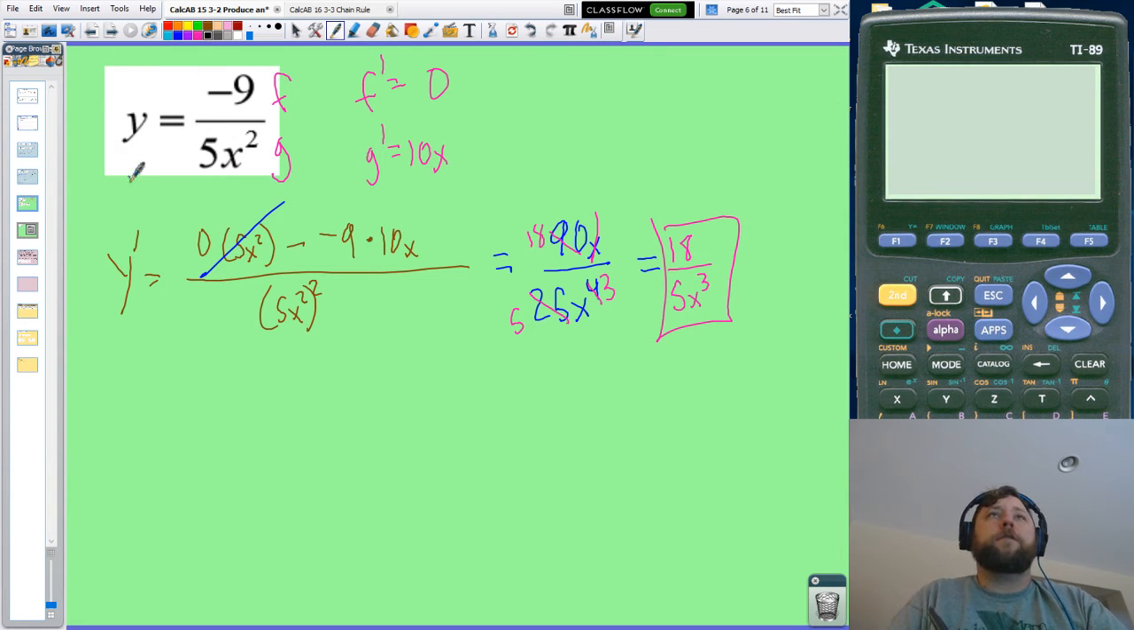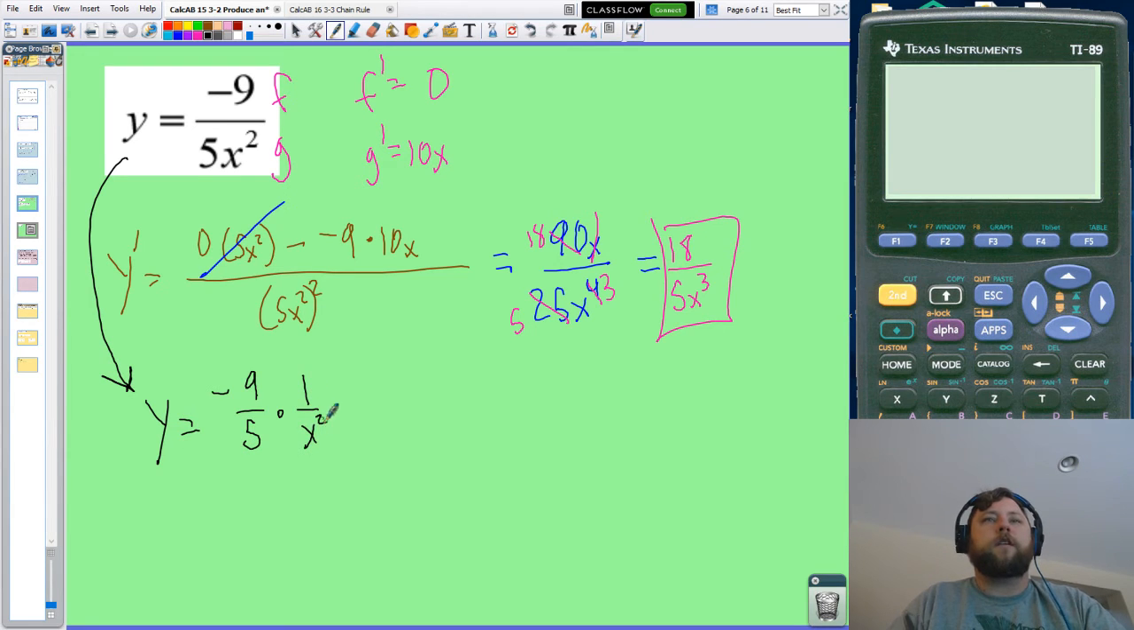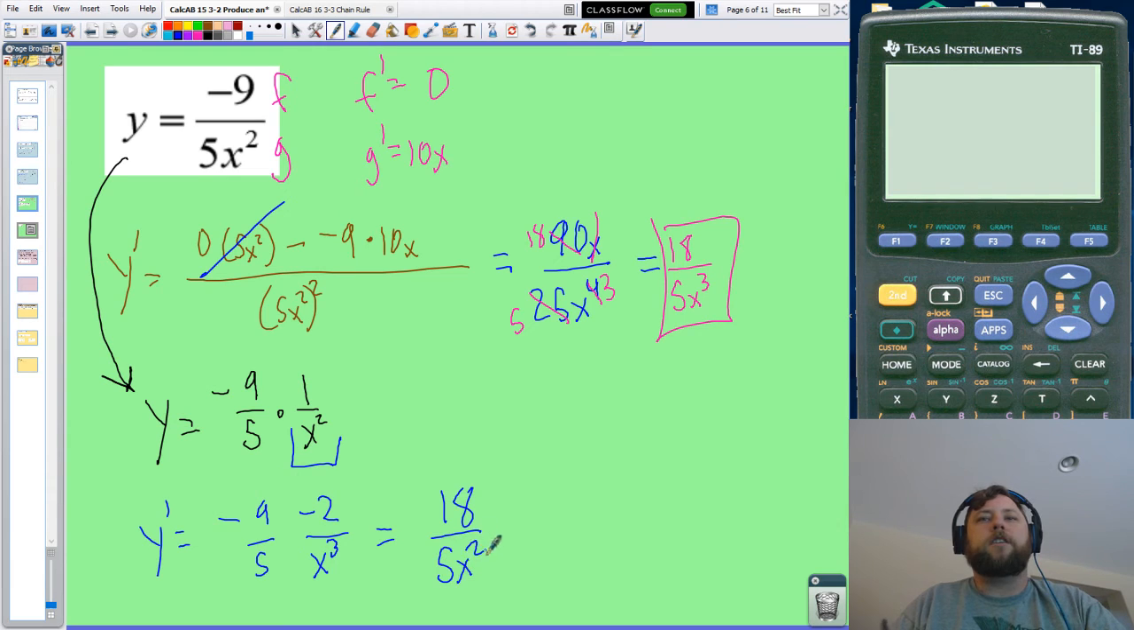I'm going to do this a different way. So you don't have an x on top. I can rewrite this function as y equals negative 9/5 times 1 over x squared. Think of this like a coefficient. And then I'm just going to derive 1 over x squared. Well, the derivative of 1 over x squared is just negative 2 over x cubed. So I have negative 9/5 times negative 2 over x cubed, which is going to be positive 18 over 5x cubed. And oh wow, they're the same thing.